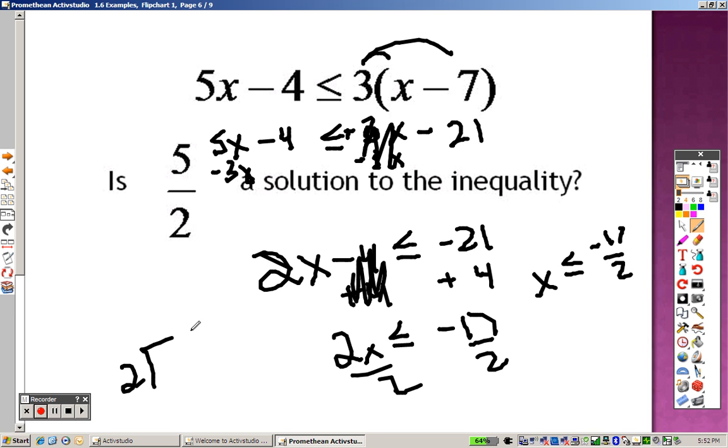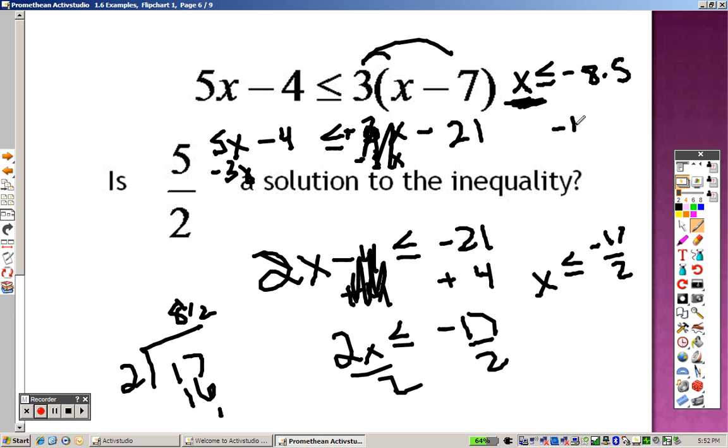Well, to figure out a little more exactly what that is, that's like saying 8.5. So x is less than or equal to negative 8.5. So basically what this is saying is anything that is less than negative 8.5, like negative 10, negative 30, negative 100, is correct. Anything that is less follows. This right here isn't even negative. Because it's not even negative, that isn't even a solution.